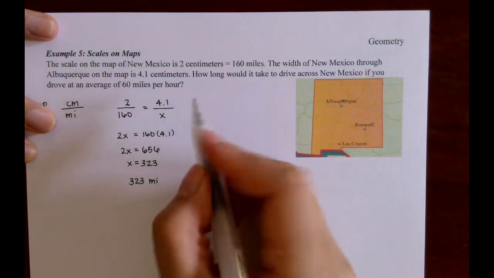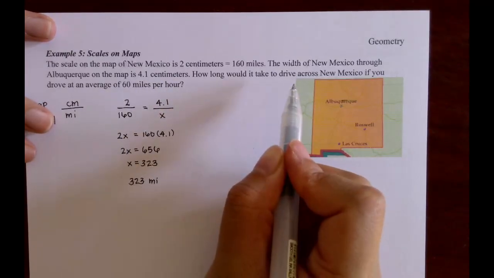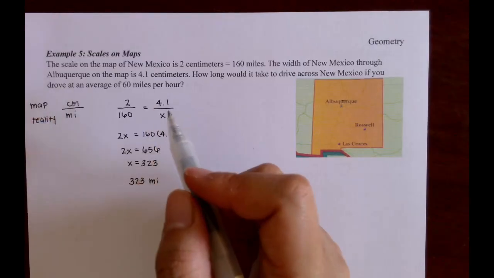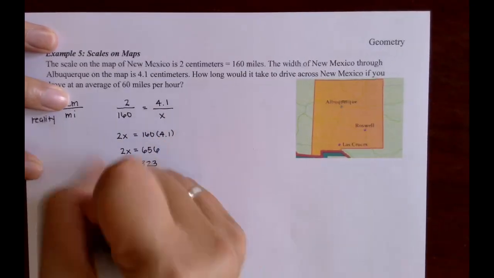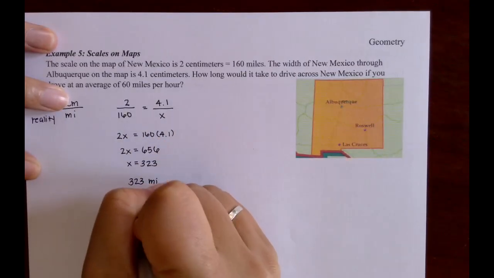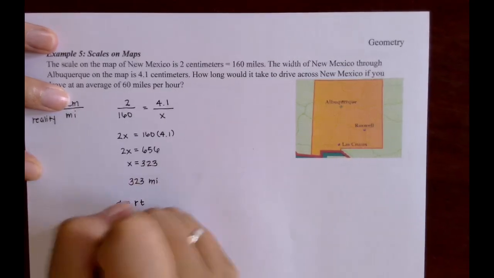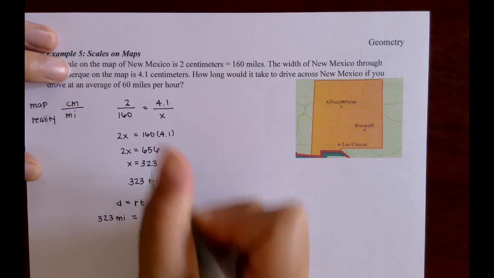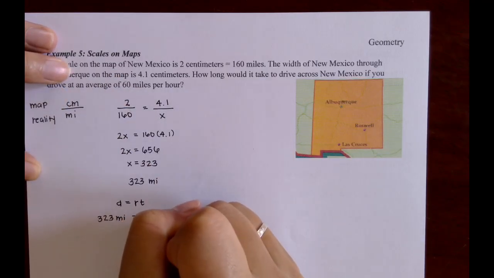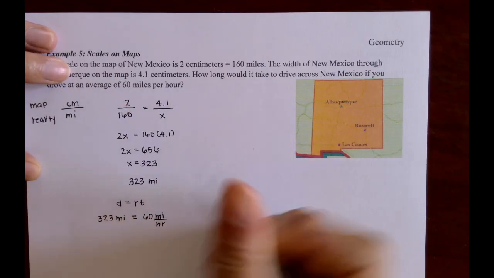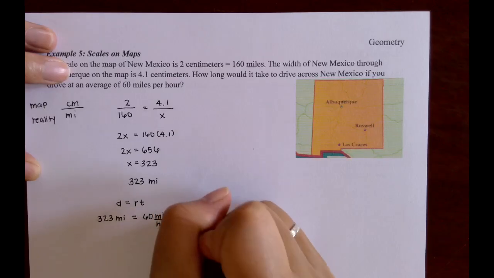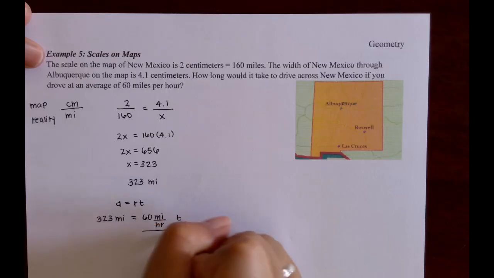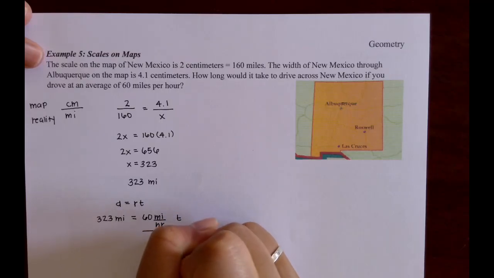Okay. Now we want to find how long it would take to drive across New Mexico if we drove at an average of 60 miles per hour. So this is a distance equals rate times time problem. So distance is rate times time. So distance is 328 miles. The rate right now is 60 miles per hour. And then we're trying to figure out what the time is. Okay. So we're going to divide by 60 miles per hour.